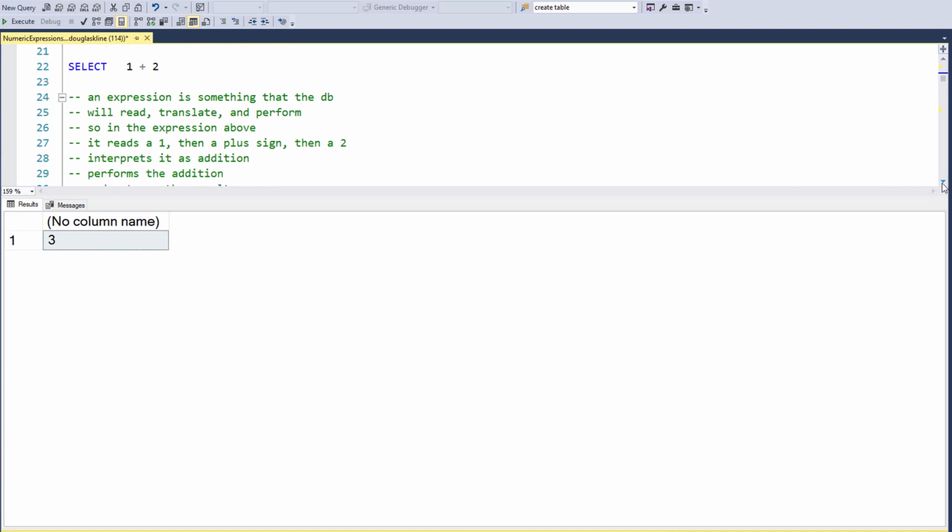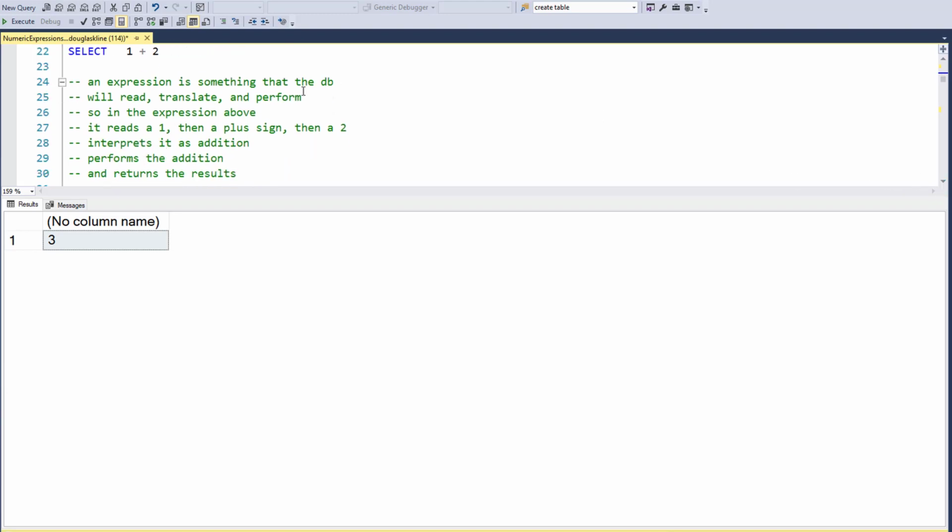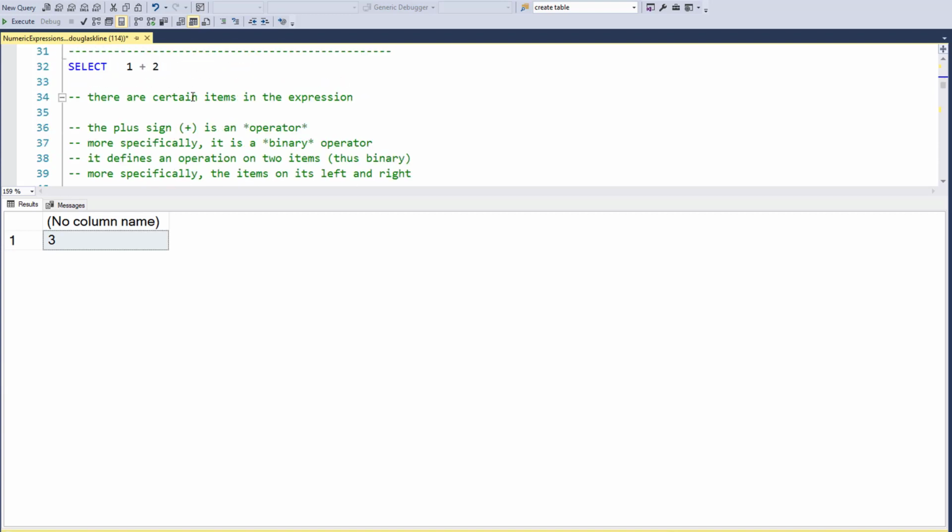But an expression is something that the database engine is going to read. In this case, this is the expression. It's going to read it, translate it, interpret it, then perform the actions that you express in the expression. So in this case, it reads a 1, and then a plus sign, and then a 2, and it interprets this as addition, so the plus sign is addition, and then it performs the addition and displays the results.